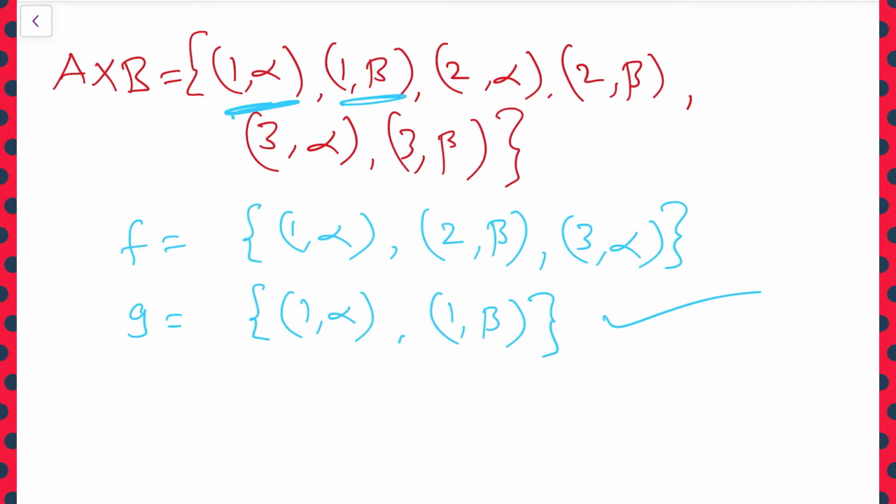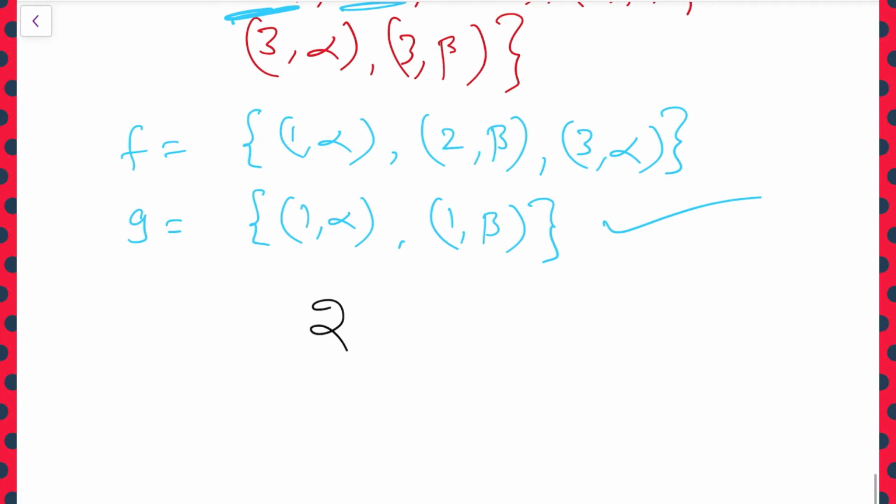Then if we keep writing like this, how many relations can we write from A to B? We will have a formula: 2 power n(A) into n(B). n(A) is nothing but the number of elements in the set A, and n(B) is nothing but the number of elements in the set B.